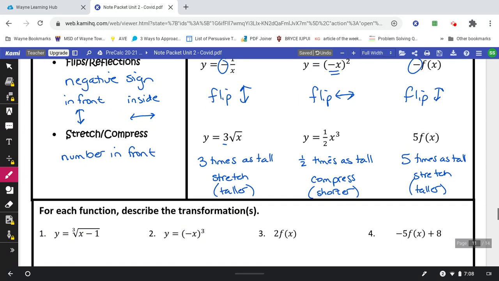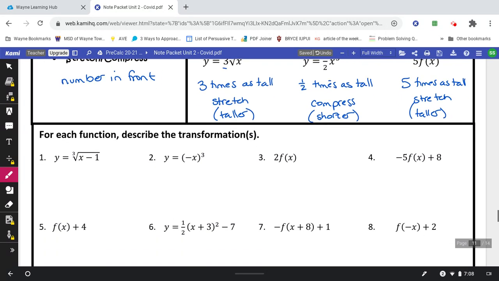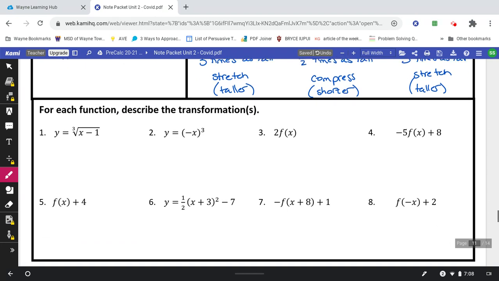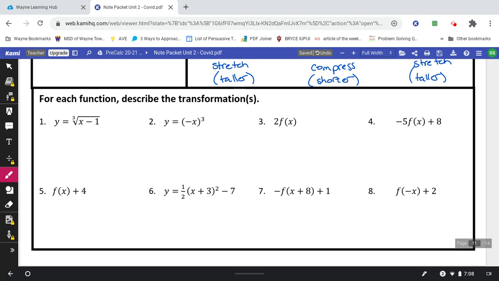All right. So down here on problems 1 through 8, it just says for each function, describe the transformation or transformations. Now, for some of these, they tell us exactly what type of graph it is. Other ones, they just give us the f of x. That's not really what we're concerned about. We're just trying to decide what the transformation is. So here I see a -1 on the inside of a cube root. That means it's going to be a horizontal shift, and negative actually means I need to move it to the right 1 place.